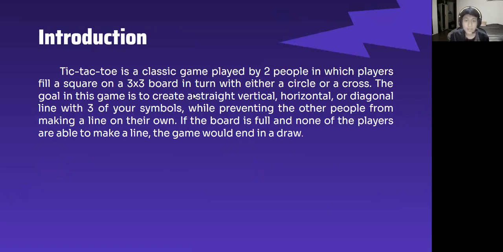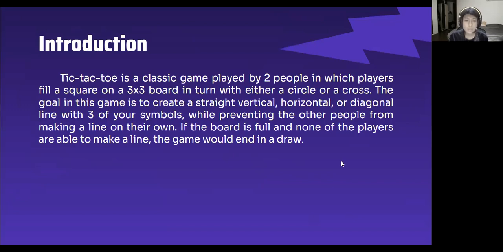It says that tic-tac-toe is a classic game played by two people in which players fill a square on a 3x3 board in turn with either a circle or a cross. The goal in this game is to create a straight vertical, horizontal, or diagonal line with three of your symbols while preventing the other person from making a line of their own. If the board is full and none of the players are able to make a line, then the game would end in a draw.